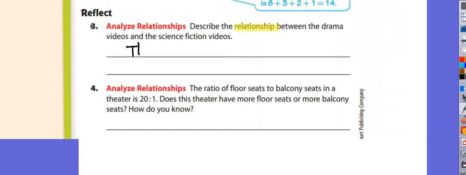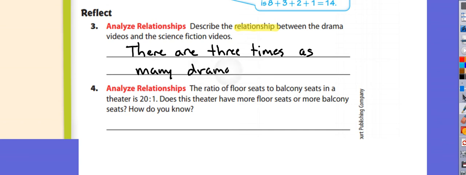There are 3 times as many dramas as sci-fis. There are 3 times as many drama videos as sci-fi videos, the ratio being 3 to 1. Okay, question number 4 reads, the ratio of floor seats to balcony seats in a theater is 20 to 1. Does this theater have more floor seats or more balcony seats, and how do you know?